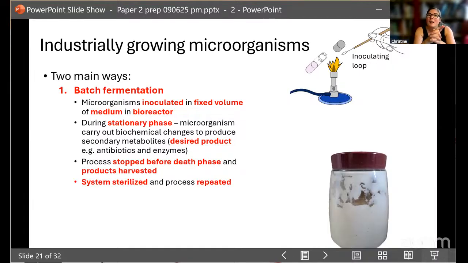But if we're talking about batch fermentation, we need to talk about the culturing. Not only do we need to talk about the culturing, we also need to talk about the fixed volume going in. So we have done our sterile aseptic techniques to get our microorganisms at a fixed volume. Then we're going to put it into our bioreactor, which is also going to have to be sterilized. We're going to stop it during the stationary phase.